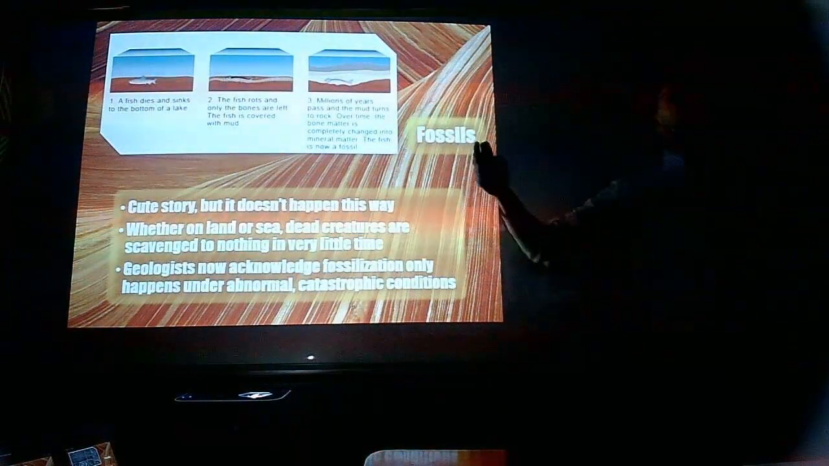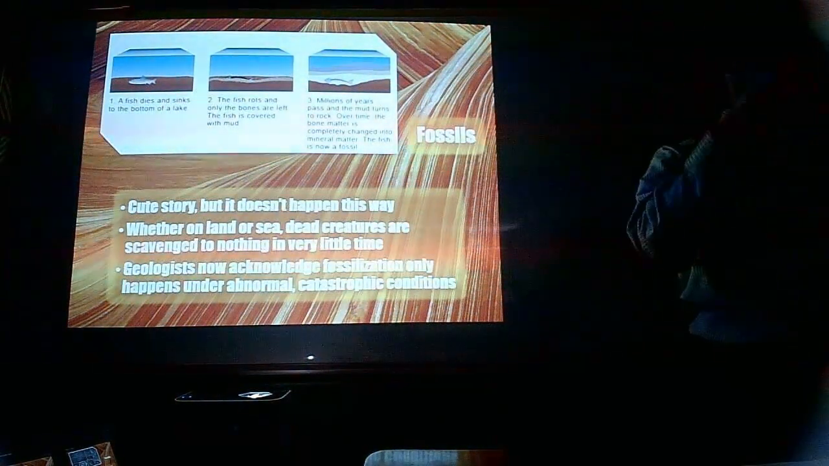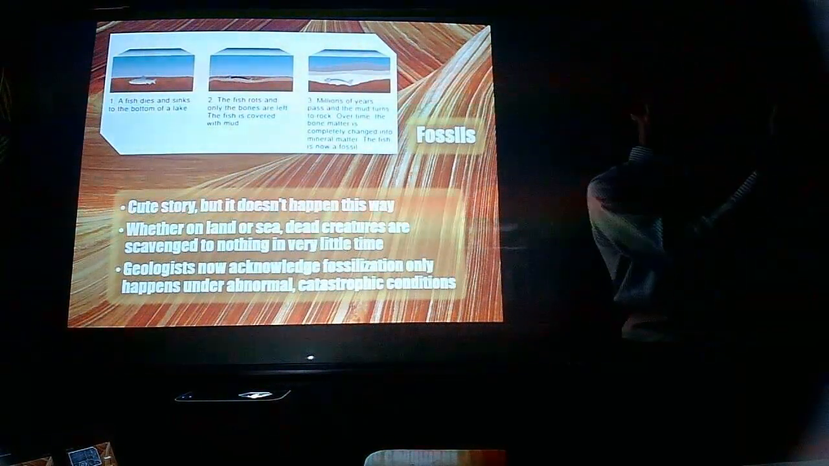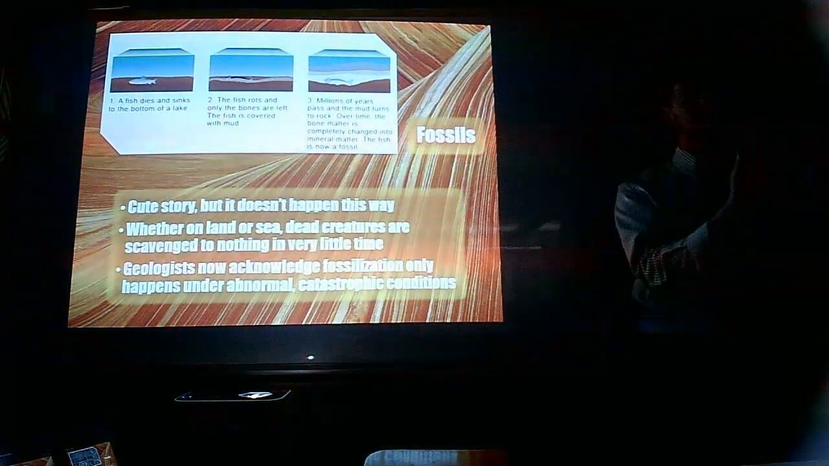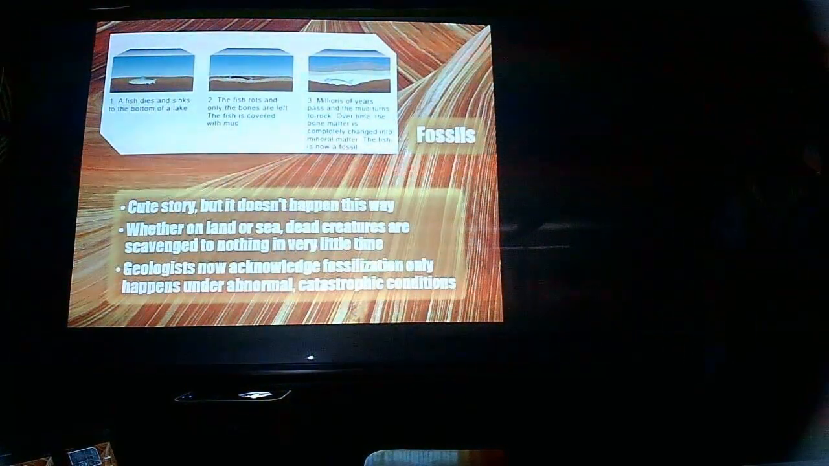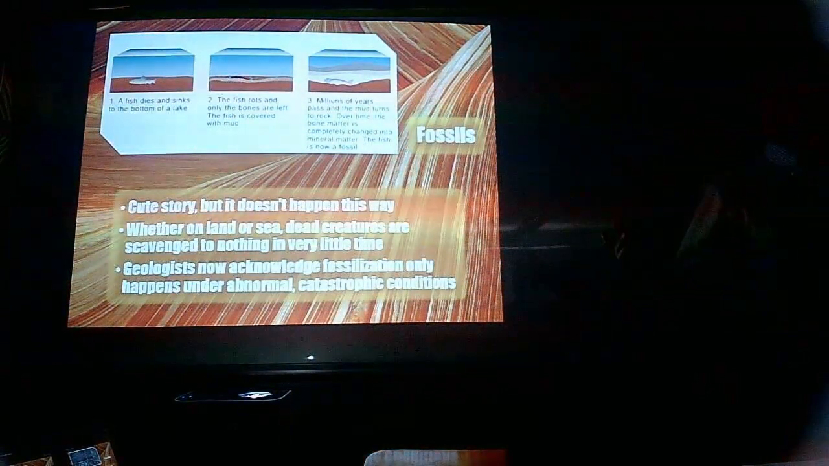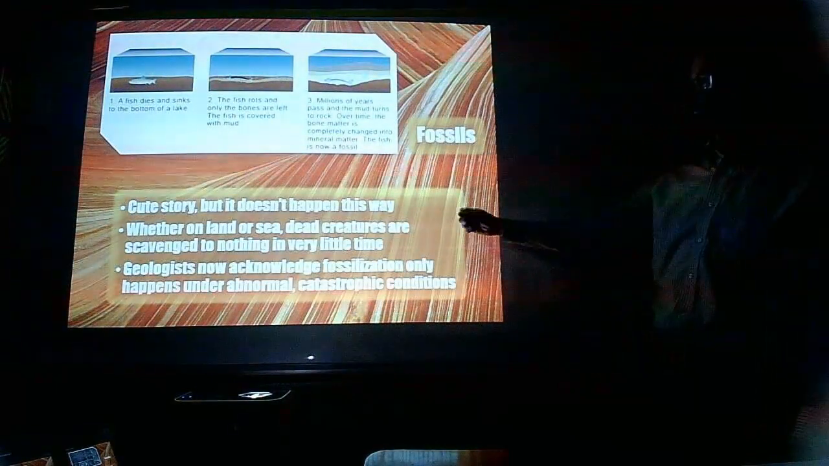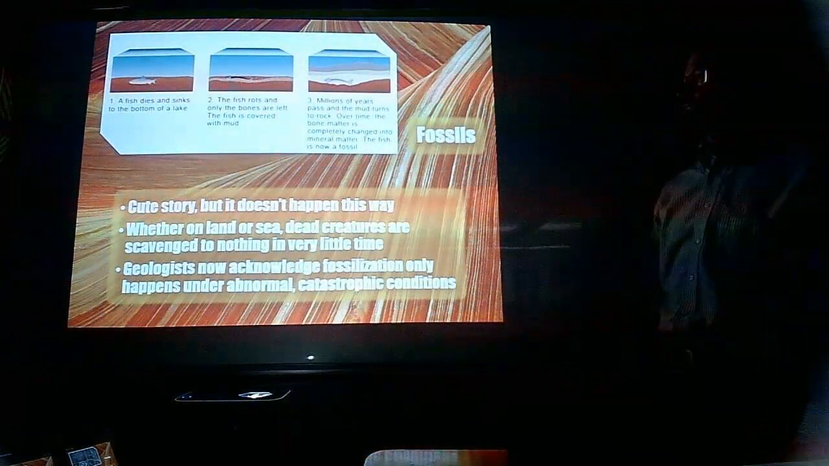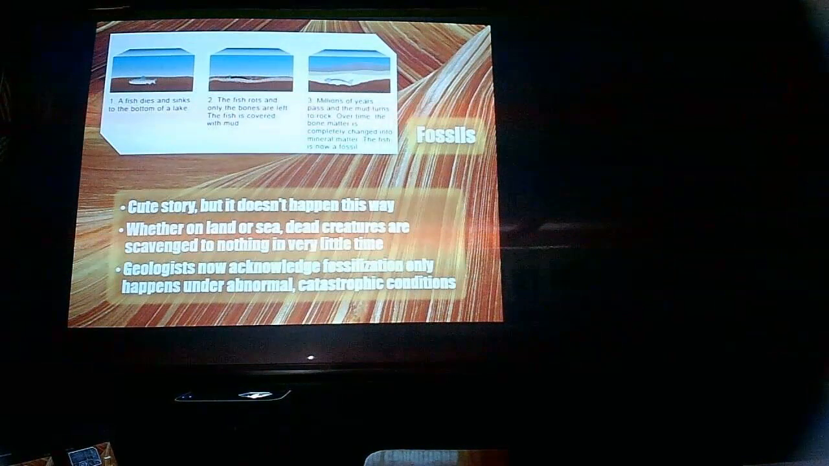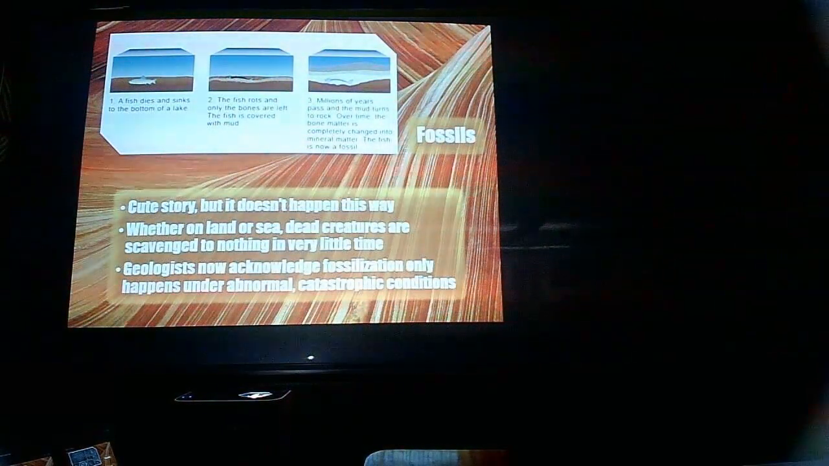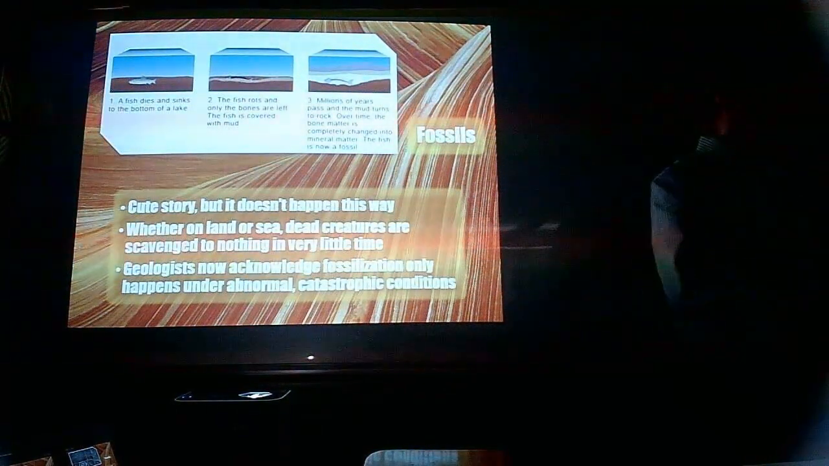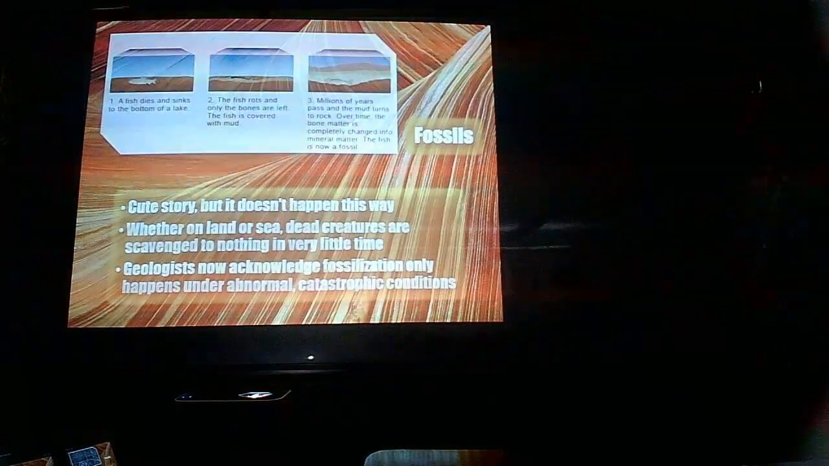The process of fossilization has to happen extremely fast. Both the sedimentation process, where it's covered quickly by sediment, and the mineralization process. Otherwise, those bones are going to be completely gone over just, maybe a period of 100 years at best. So, that's a cute story, but it doesn't happen this way. Geologists now acknowledge that fossilization only happens under abnormal, catastrophic conditions. So once again, we're seeing the scientific community slowly step in the right direction. So at least that's encouraging to us.